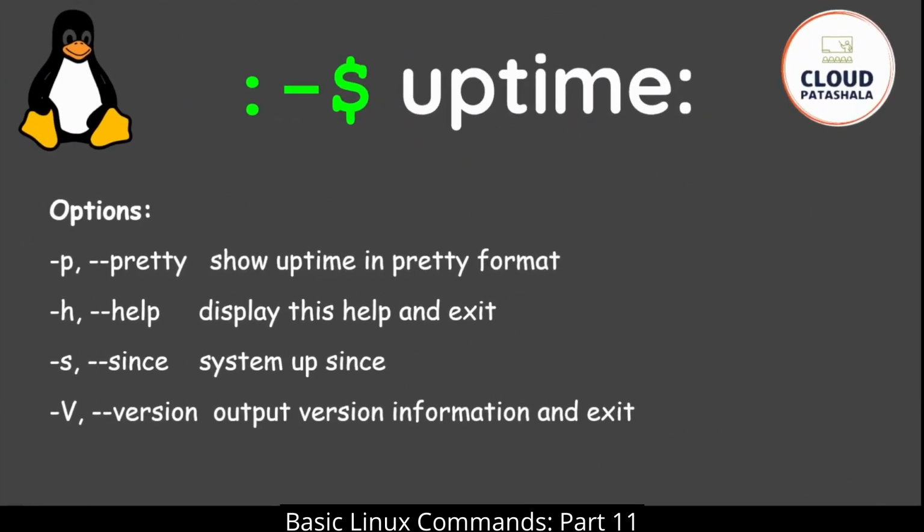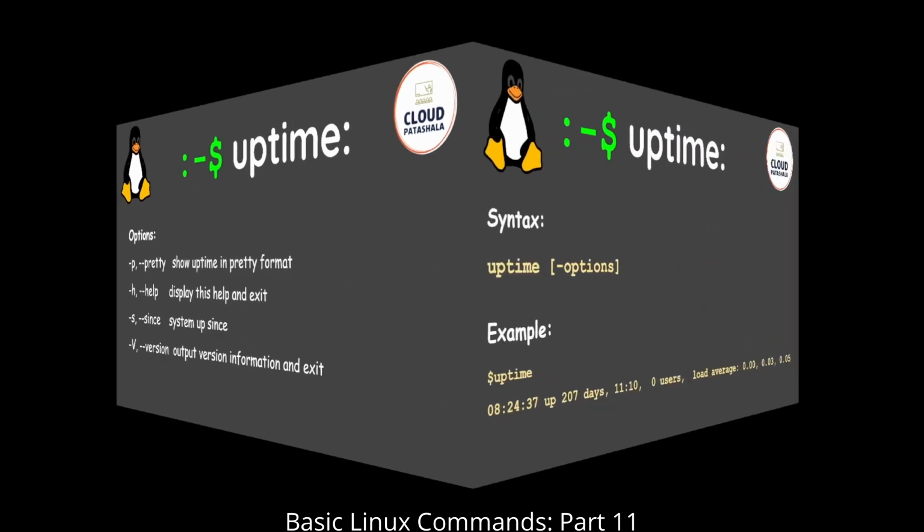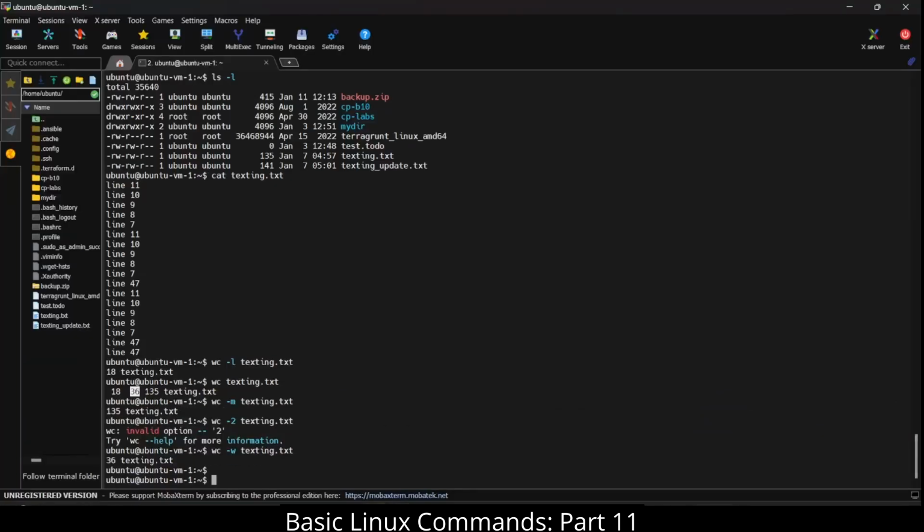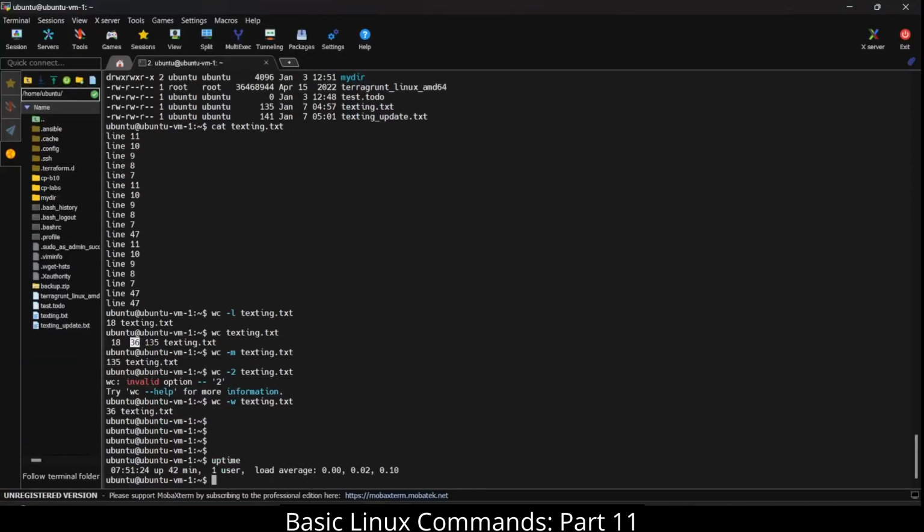The options include -p, which would give you a pretty or formatted output. -h would give you the help display output. -s would give you the time since the system was up, and -v would give you the version. I'll quickly type the command uptime to see what output we are getting on this system. So if you see, the uptime is about 42 minutes. The local time on the server is 7:51:24, that is 7 hours 51 minutes 24 seconds.